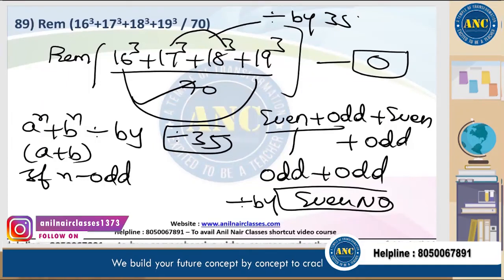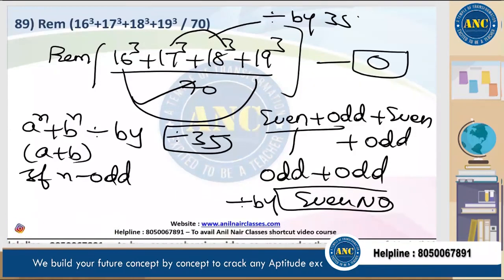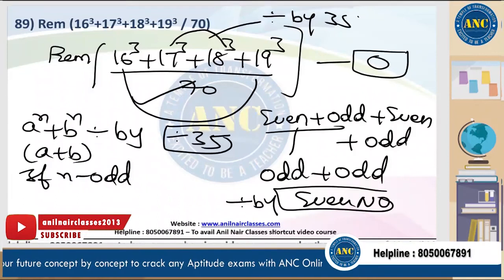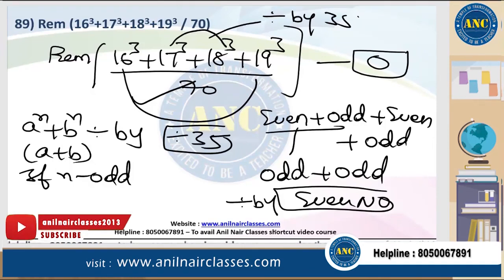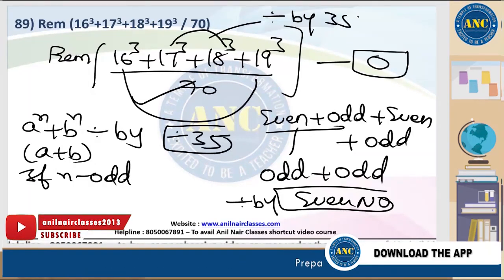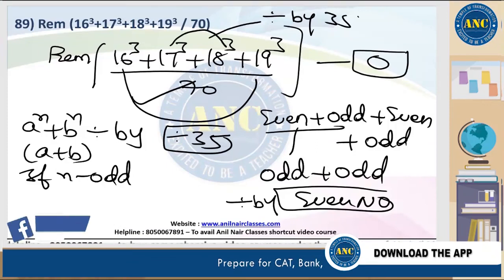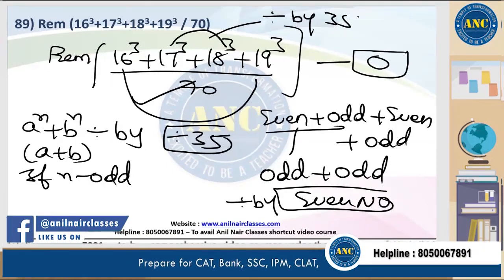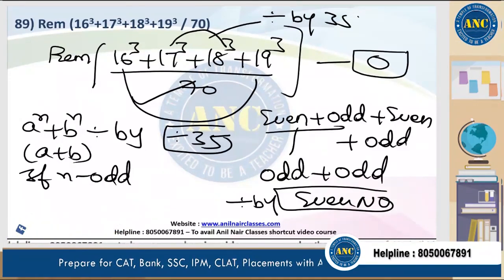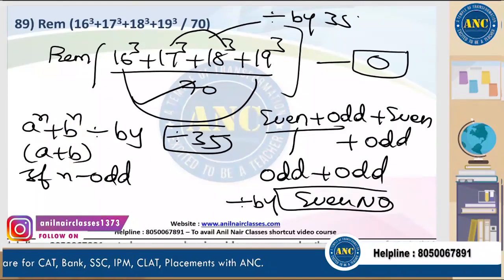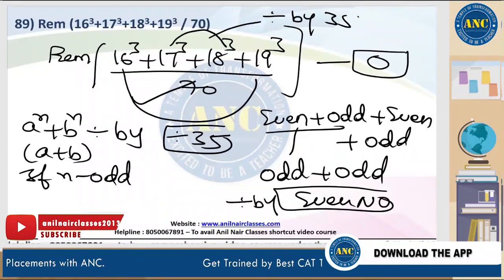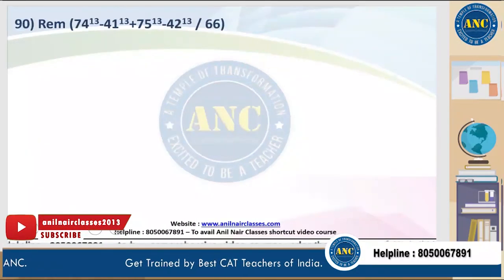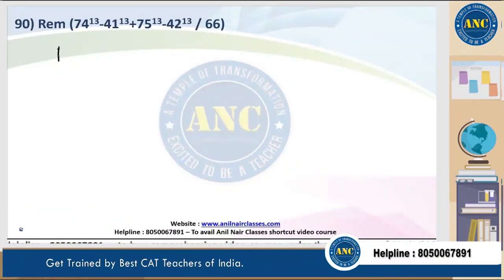Are you all with me? I will tell you one more concept when I am discussing another model. 16 power 3, 17 power 3, 18 power 3, 19 power 3. 16, 19 divisible by 35, 17, 18 divisible by 35. 16 even, 19 odd, 17 odd, 18 even. Even plus odd plus even plus odd is odd plus odd, even. Even number and divisible by 35. Answer has to be divisible by 70.